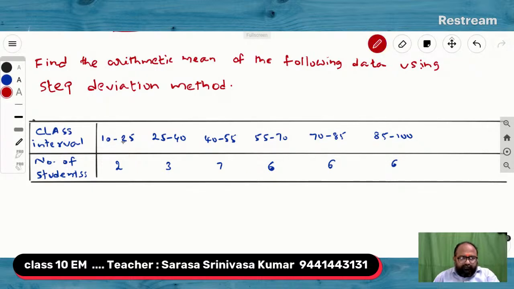So let us check this. 10 to 25 interval, two students are there. 25 to 40, three students. 40 to 55, seven students. 55 to 70, six students. 70 to 85, six students. 85 to 100, six students. Now we have to find the arithmetic mean of this given data by step deviation method.